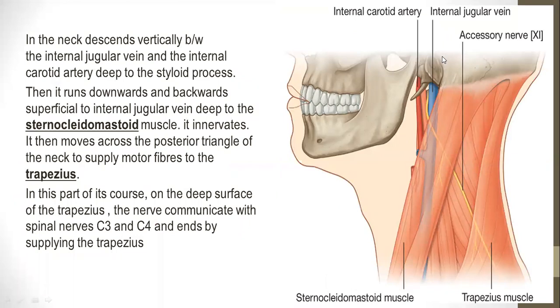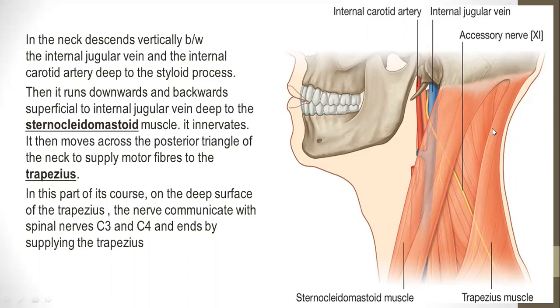Now the extracranial course. In the neck, it descends vertically between the internal jugular vein and internal carotid artery and deep to the styloid process. This is the styloid process. Then it runs downward and backward. You can see it runs downward and backward and superficial to the internal jugular vein, and deep to the sternocleidomastoid muscle. Here it innervates the sternocleidomastoid muscle and then moves across the posterior triangle of the neck.